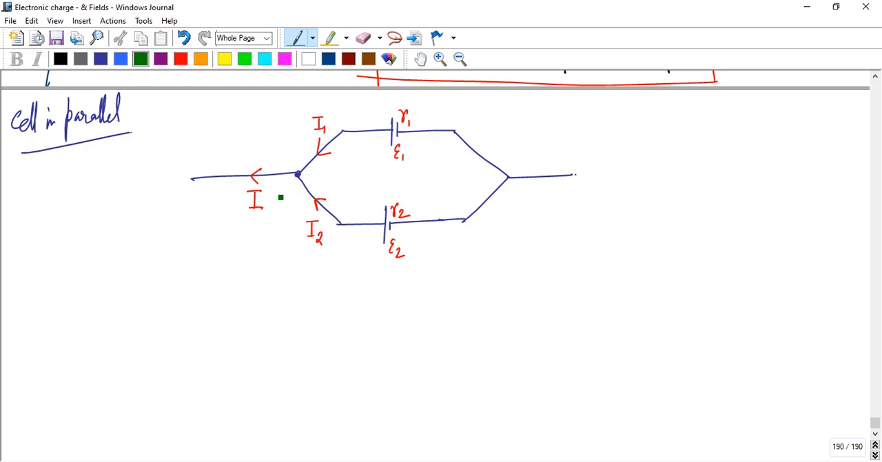So in parallel, potential will be the same. Okay, just the calculation here for that. There are 2 nodes here. Suppose that is node A, and that is node B. Okay, node A and node B here. So here the calculation.